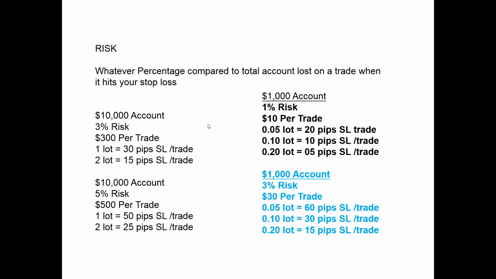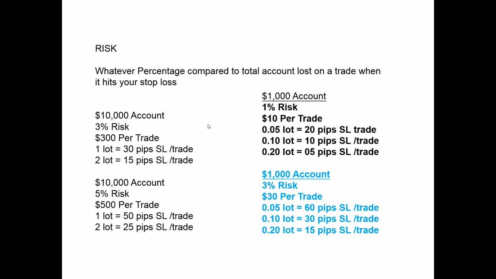Okay, so a $10,000 account, 3% risk is going to be $300, right? One lot, you're only going to be able to have a 30 pip stop loss on it if you're going to be doing 3% risk per trade. Makes sense? One lot, $10 per pip, 30 pips, $300. If you do two lots, 3% risk on a $10,000 account, you're only going to be able to do a 15 pip stop loss.